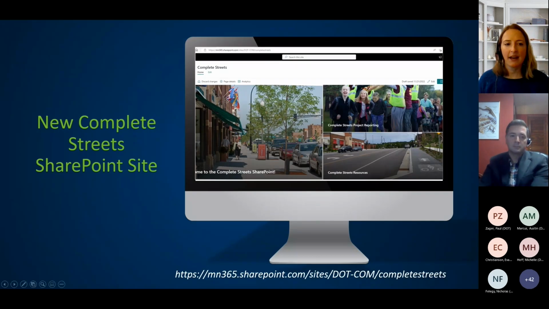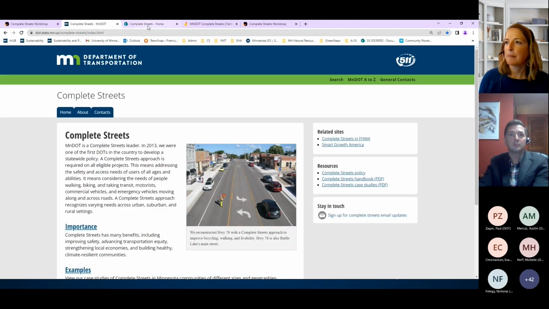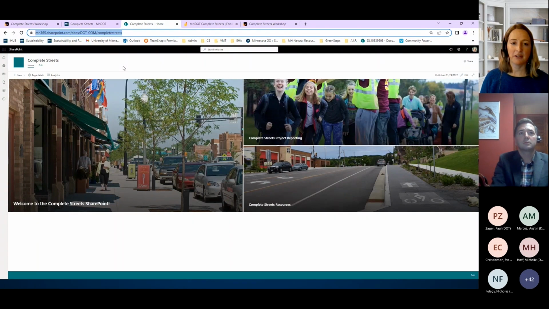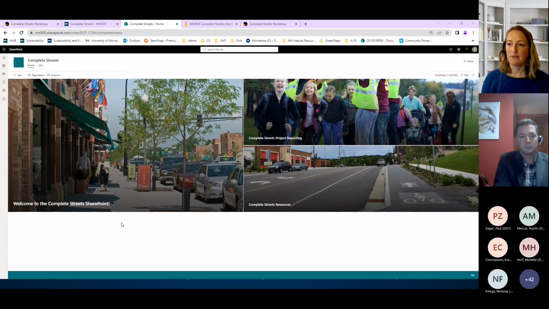The last thing I wanted to highlight here in this section about resources is the new SharePoint site. So this is available on the iHub A to Z. If you go to Complete Streets, there's a link right there. Otherwise, I would encourage folks to visit it and bookmark it. So this is a huge upgrade from what we had before.